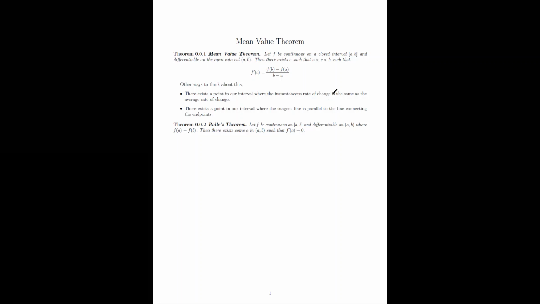Today we're going to be talking about the mean value theorem. The mean value theorem tells us that if f is continuous and differentiable on an interval, then there's some point where the derivative at that point equals the average of the endpoints. When I say average of the endpoints, what I really mean is the slope of the line that connects those two endpoints.